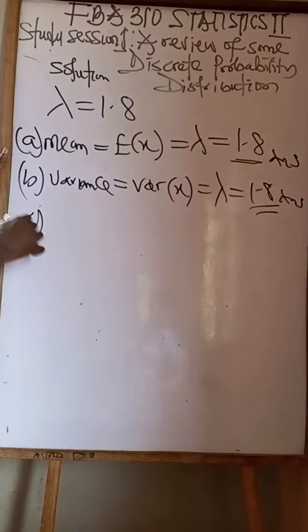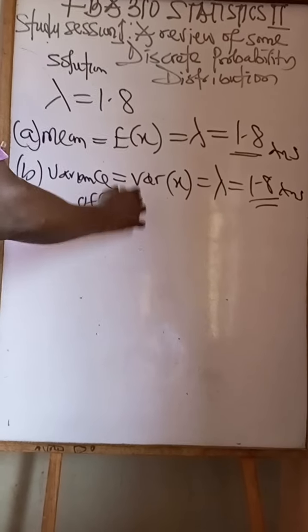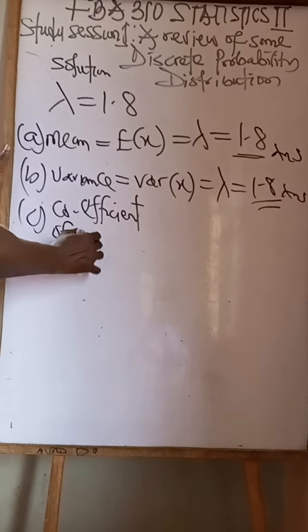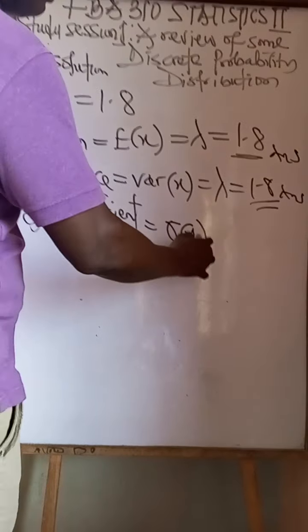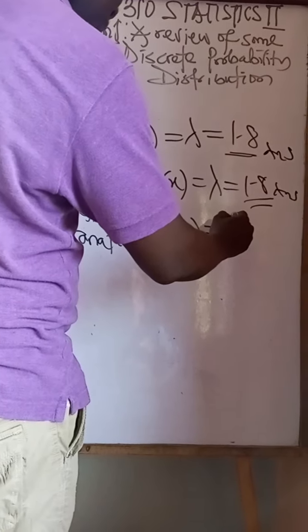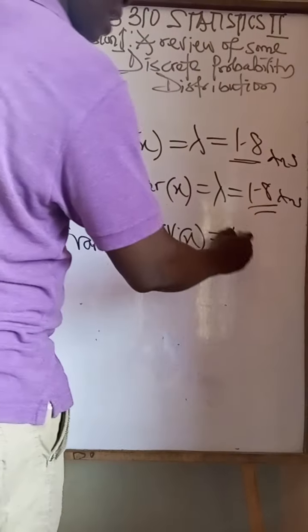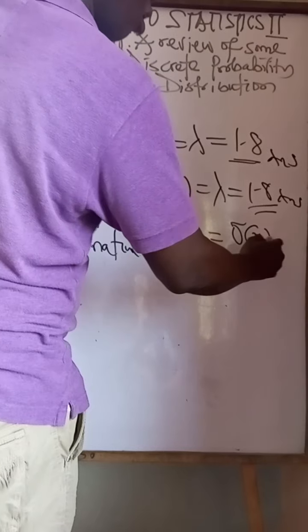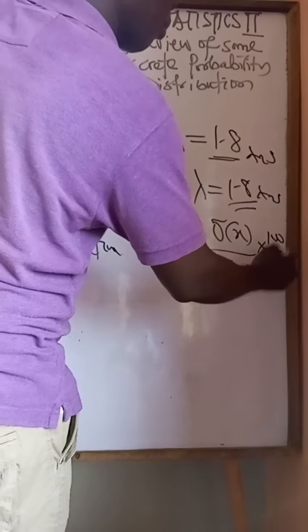Then finally, we have to find the coefficient of variation. I told us coefficient of variation has this symbol and is defined by what? By standard deviation. That is symbol CV. Standard deviation all over mean times 100 over 1.